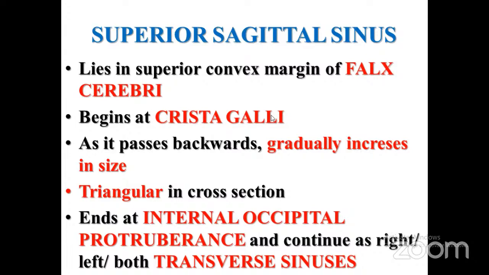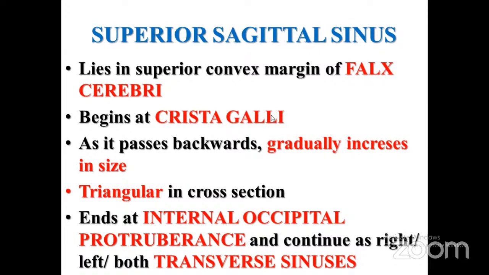Here there will be a confluence of sinuses: superior sagittal sinus, right and left transverse sinus, occipital sinus, and straight sinus will meet there. So the internal occipital protuberance is a common point of meeting of different dural venous sinuses and a potentially MCQ point, a high yielding point.